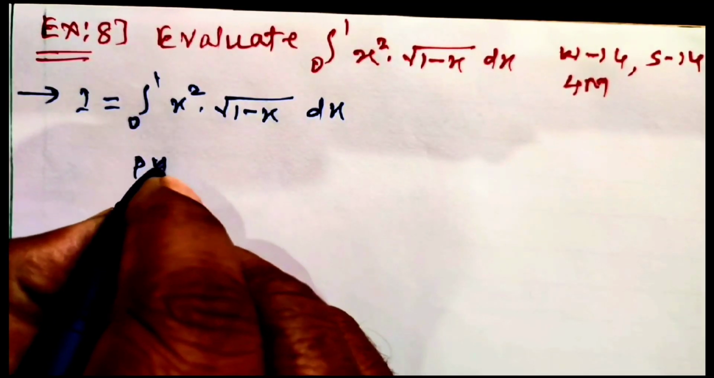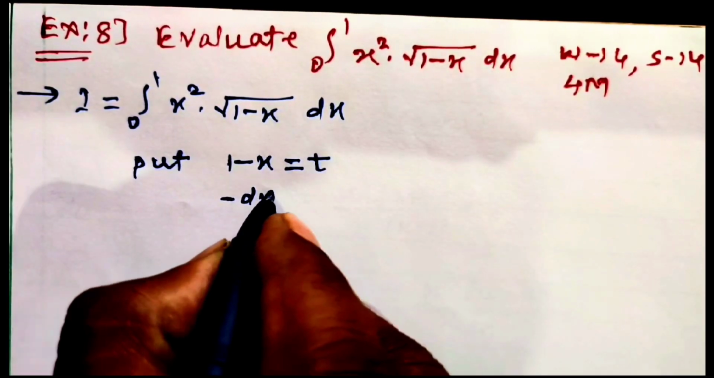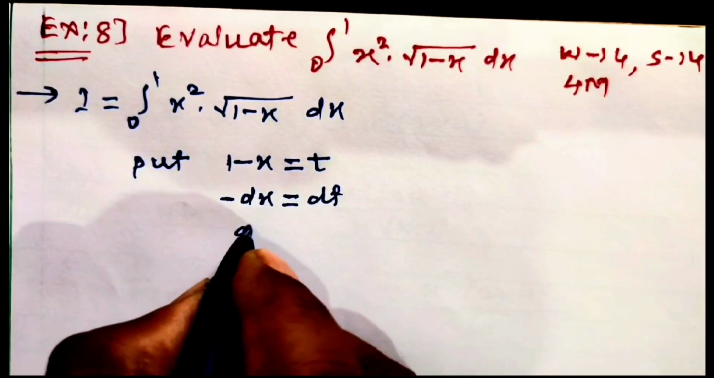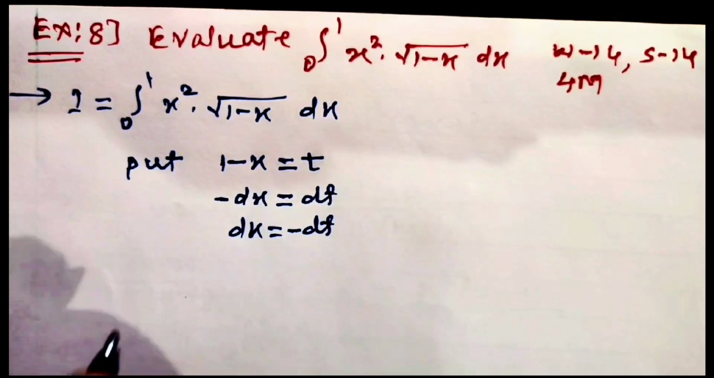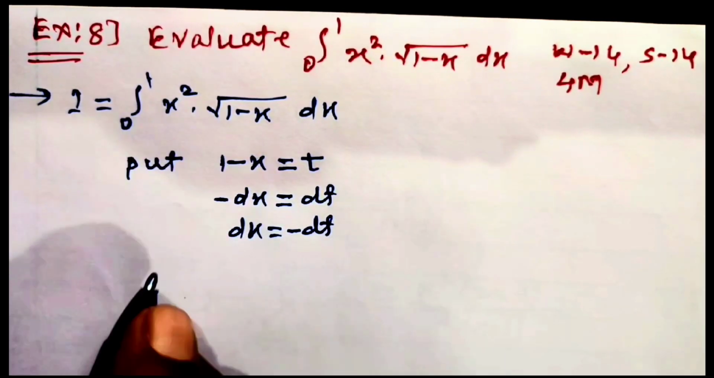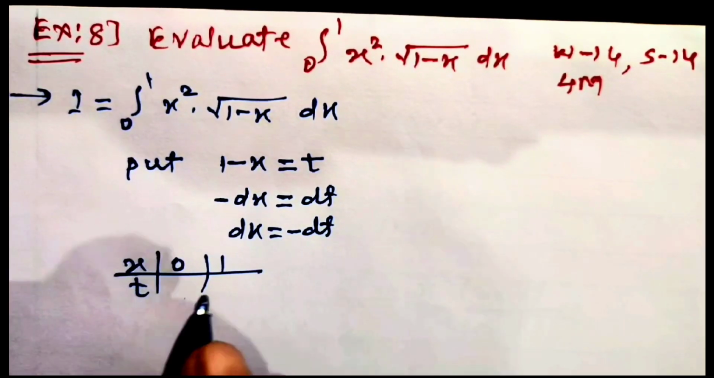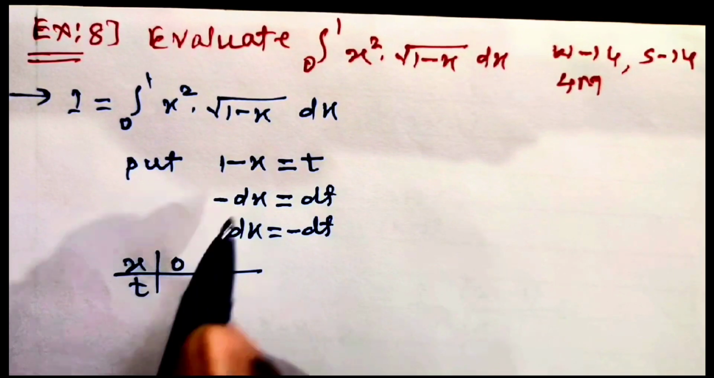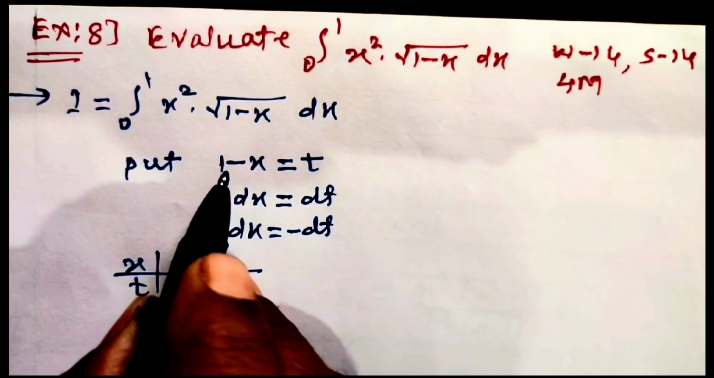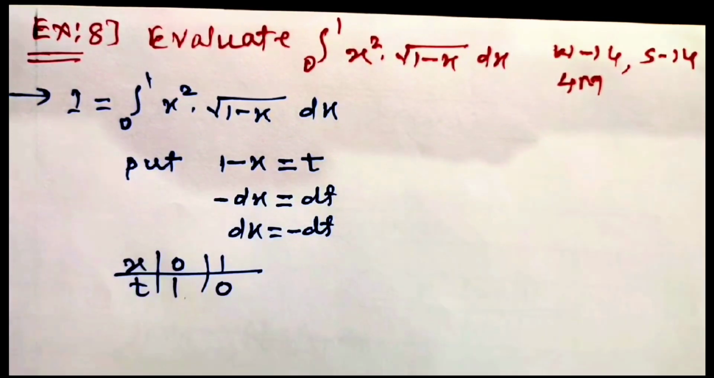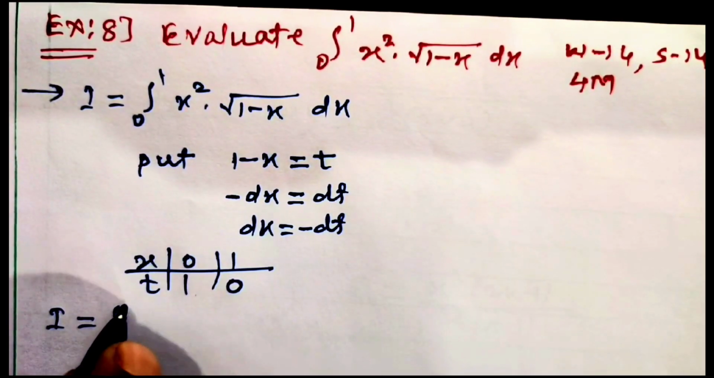Put 1 minus x is equal to a new variable t. Hence minus dx is equal to dt, so dx is equal to minus dt. New variable is t and old variable is x. Limits of x are from 0 to 1. We have to find out the limits of t. If x changes from 0 to 1, then t also changes. If we substitute x is equal to 0 here, t is equal to 1. And if we substitute x is equal to 1 here, 1 minus 1 becomes 0, so t is equal to 0. Hence I is equal to integral with new limits from 1 to 0 of x square.